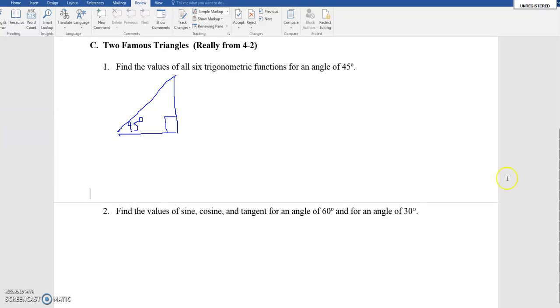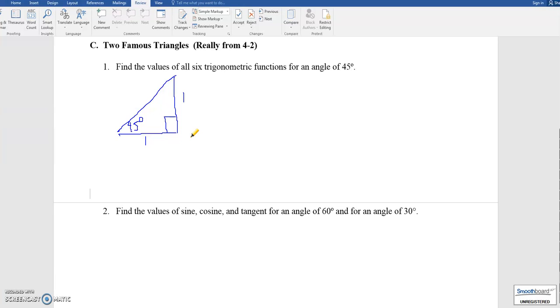Okay, so if we have 45 degrees right here, that means this is 45 degrees, this is 90 degrees. Because these two angles are the same, that means these two legs have to be the same. We get to pick what those legs are. So I'm going to say that this is a side length of 1 and this is a side length of 1. You can make them whatever you want, 2 and 2, 3 and 3, 0.7, 0.7. It doesn't matter so much.